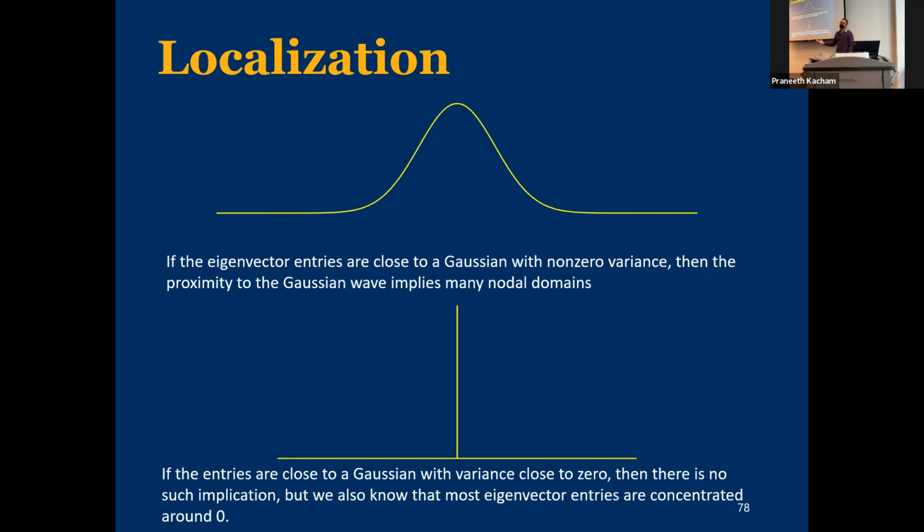But we get some added information. We now know that our vector is localized, namely that most of the entries of our eigenvector are very close to 0.